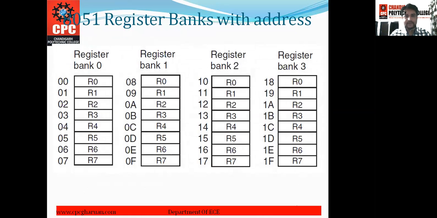This slide shows the register bank area, that is register bank 0, 1, 2 and 3 with their different ranges. Starting from 00 from the left side, 00 to 07 is reserved for bank 0. Register bank 1 ranges from 08 to 0FH. Register bank 2 ranges from 10H to 17H. Register bank 3 ranges from 18H to 1FH. This is the structure of a register bank of 8051 that we will use for storage purposes. Actually, register banks are used for temporary storage purposes.